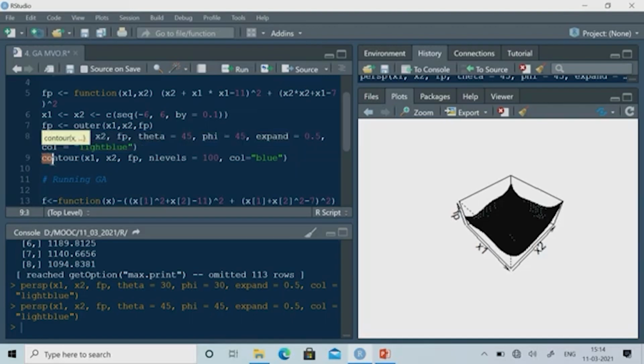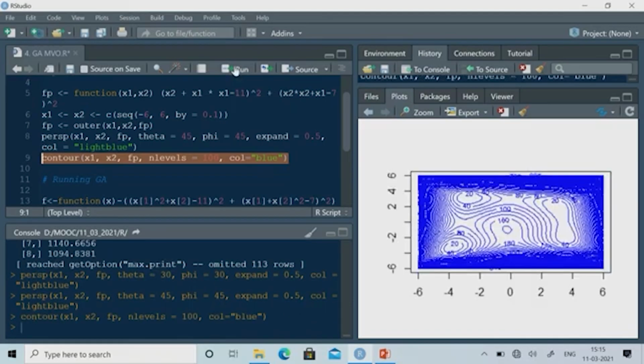Okay. So, for that I can use the contour function. The arguments of the contour function are x1, x2, then the function value you have to put, and the number of levels. So, I am defining 100. If you do not define it, the default value will be taken, and here also I would like to give blue color. Okay. So, if I run this particular line, I will get the contour map.